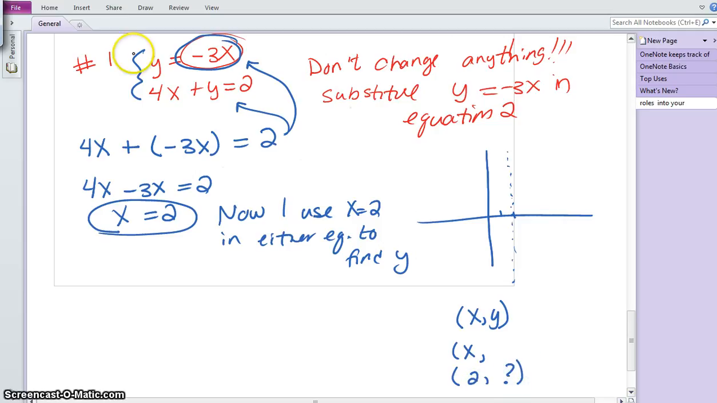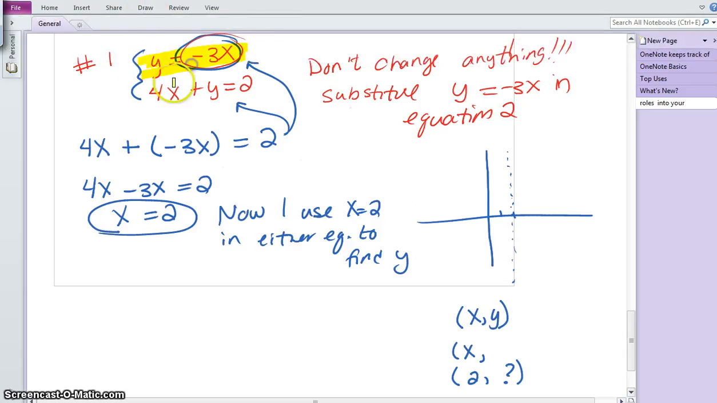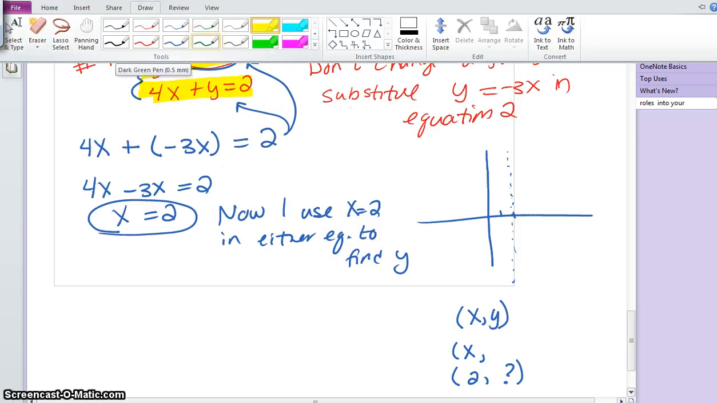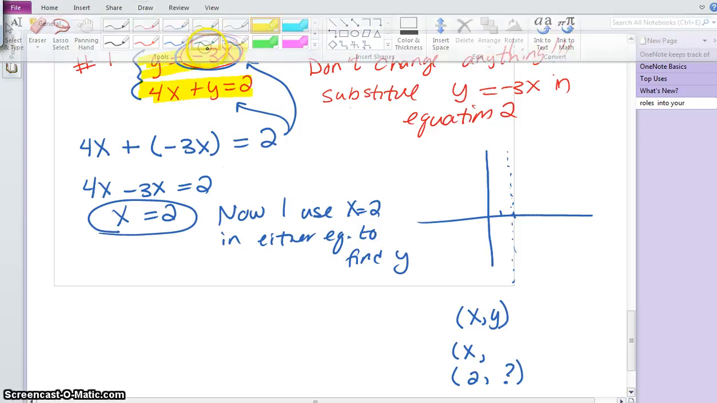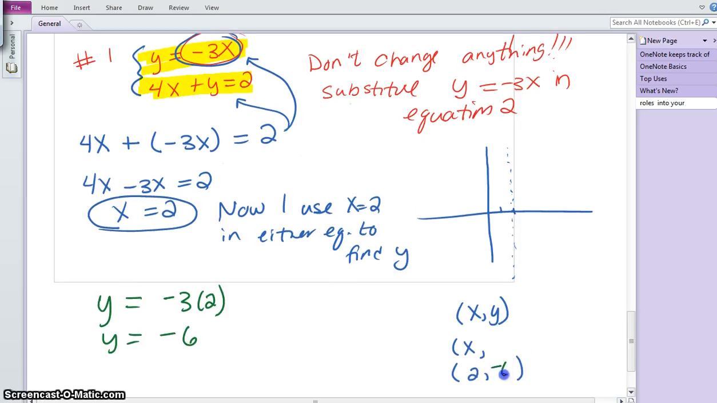So let's go back to the original equations. Always keep track of these. This is why you've copied them exactly from the handout. And let's use the information that x equals 2. So y equals negative 3 times 2. So y equals negative 6. This completes the coordinate pair solution. But it's really important that we check.